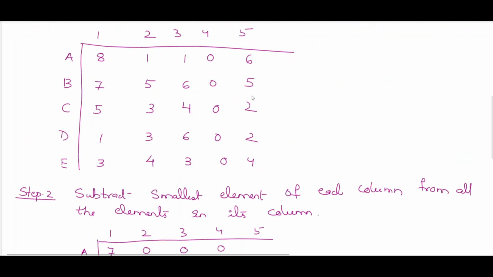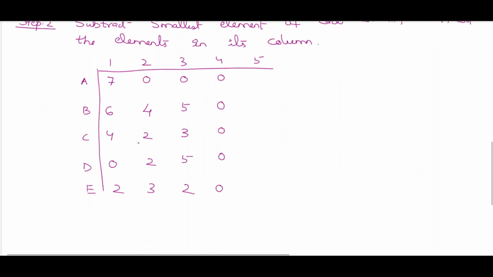For the fifth column, your minimum value is 2. So 6 minus 2 is 4, 3, then 0, 0, 2. So now we have performed step 2. Now next we will go to step 3.